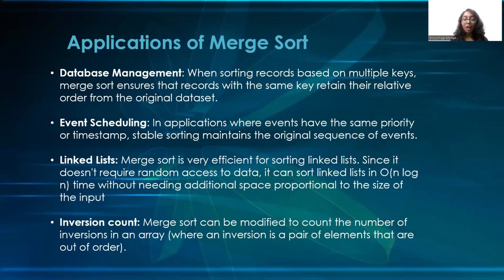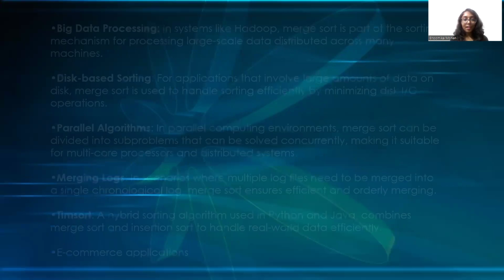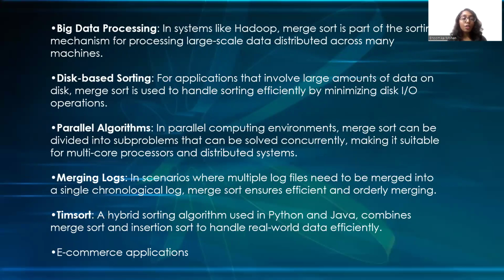The fourth one is inversion count, where merge sort can be modified to count the number of inversions in an array. That is, an inversion is a pair of elements that are out of order. So another application of merge sort is big data processing, where in systems like Hadoop, merge sort is part of the sorting mechanism for processing large-scale data distributed across many machines. Disk-based sorting. For applications that involve large amounts of data on disk, merge sort is used to handle sorting efficiently by minimizing disk I/O operations.